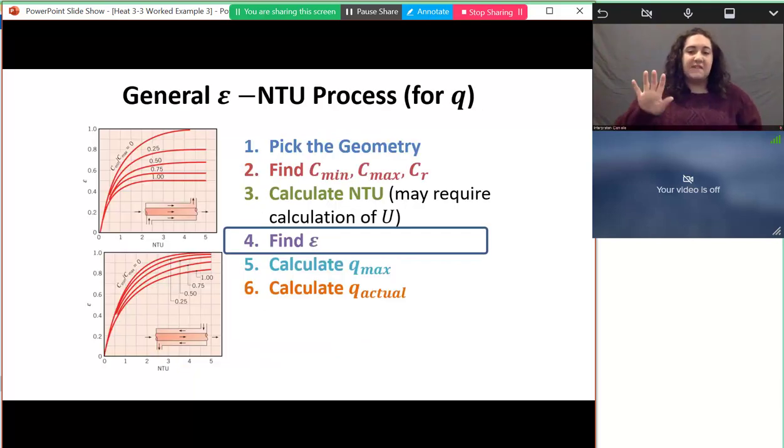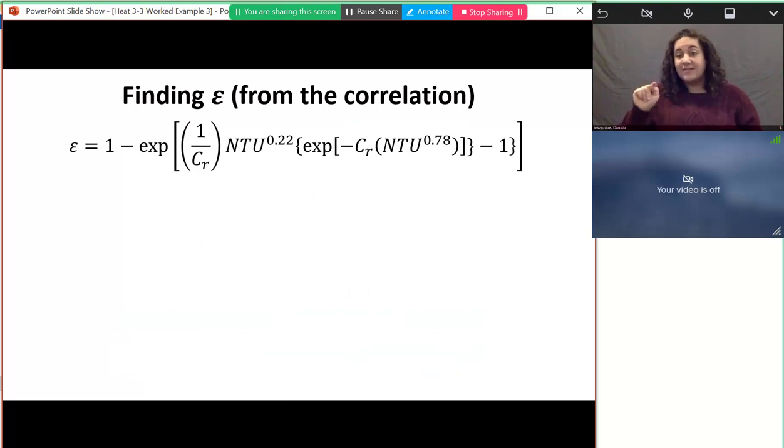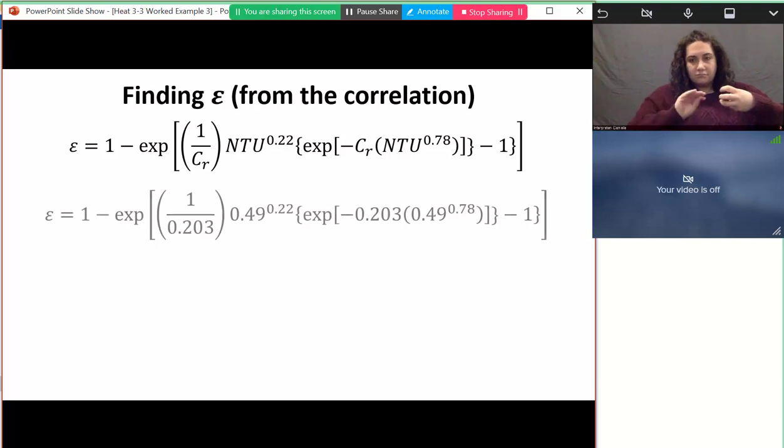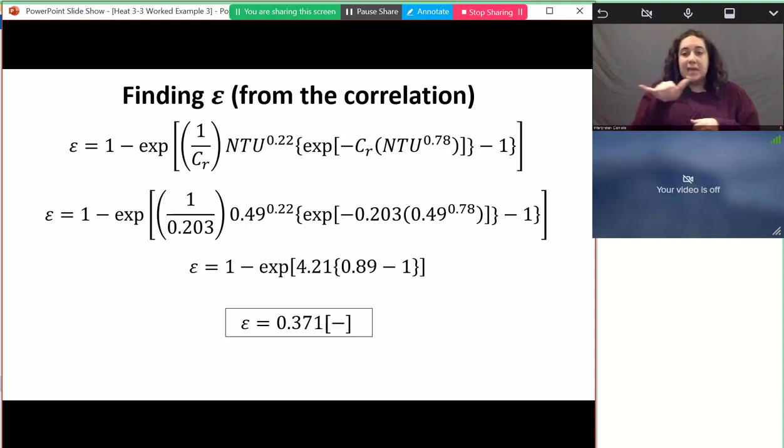Now that I know NTU, I can go back to my equation for effectiveness, which is a function of NTU and CR, and I've done some work to find both of those things, so now I can plug them back into this equation. I know CR and I know NTU, so I can put those numbers into my calculator. Again, I like to simplify as I go along because I don't trust myself to just put it all into my calculator at once. And I see my effectiveness is 0.37.